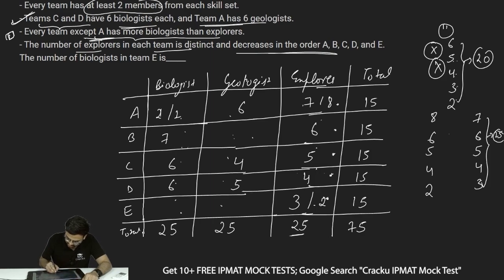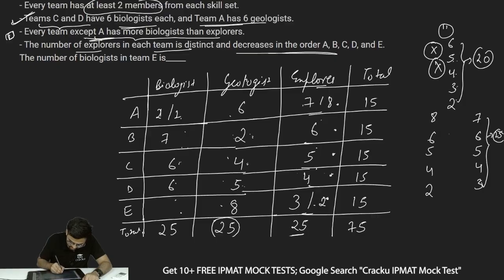So if this is 6, this is 7, this will be 2. Now we have 6 plus 2, 8, 8 plus 4 is 12, 12 plus 5, 17. So this value will be 8 because the total sum is 25. Now this is 7, 6, 13, 6, 19.